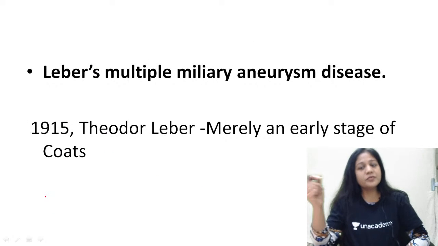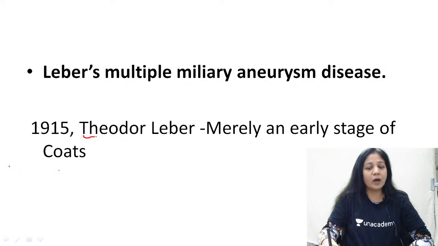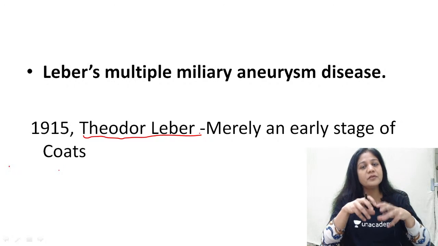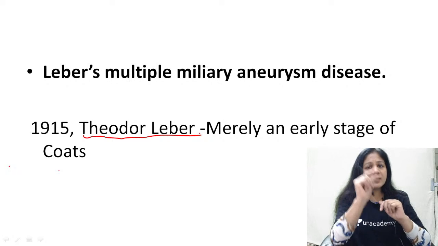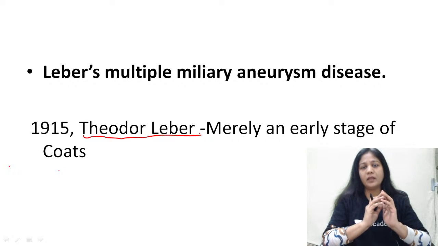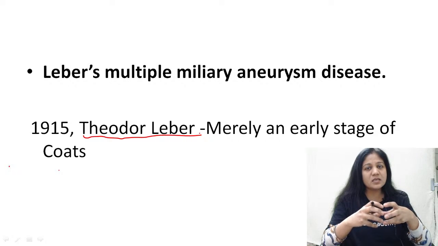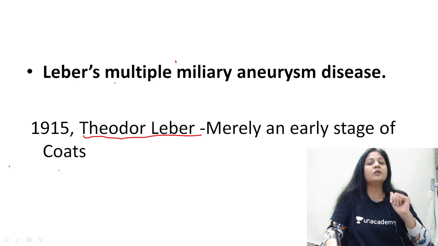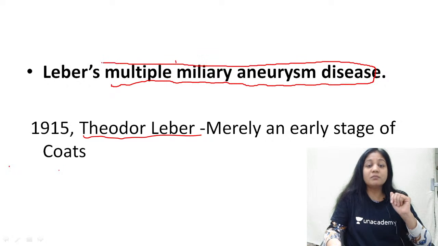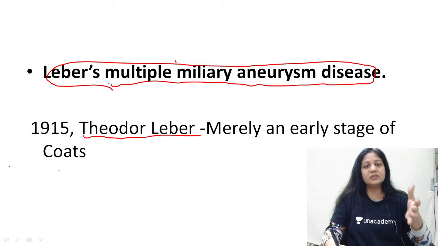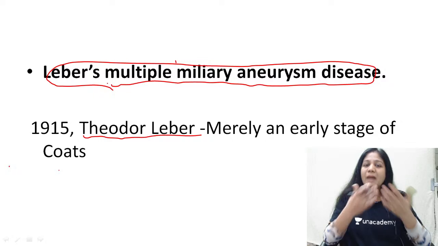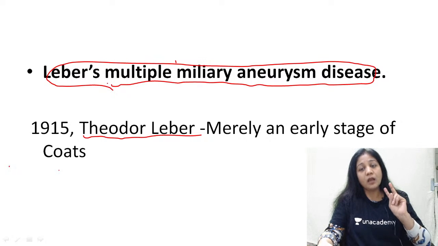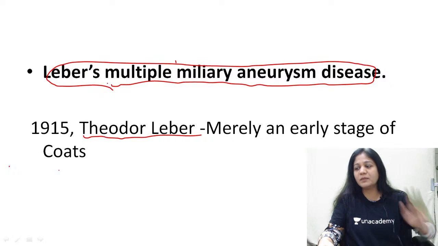Now guys, later on after few years, it was Leber, Theodore Leber, who found few cases having similar findings to Coats disease. That is, you have few peripheral aneurysmal vessels. So you have very, very small aneurysms in the periphery of the retina. So it was found that this Leber's disease is very similar to Coats disease, but it is a milder form. Please remember, this can be one more important question for you all, something about this Leber's multiple miliary aneurysm. So this is what? This is a variant of Coats disease, or you can say just a milder form of Coats disease. So please remember these 2 things, angiomatosis retinae and multiple miliary aneurysm of Leber.